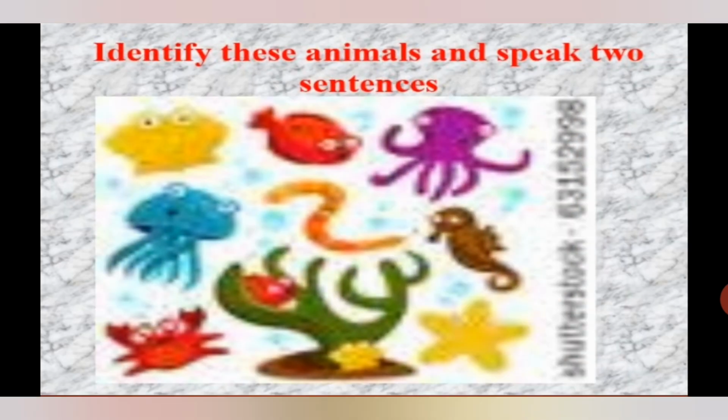And now it's a task for you. Identify these animals and speak two sentences about these. Now there are so many sea animals. I am showing the picture of some sea animals to you children. You have to speak any two sentences about these pictures, about these animals. Okay, so do it yourself.